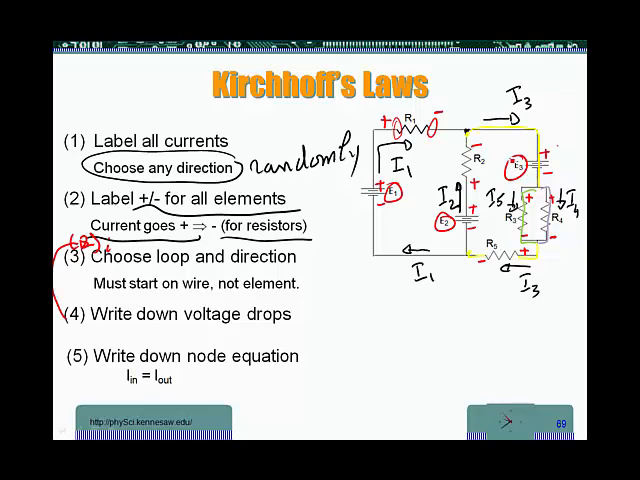Now for resistors, we use Ohm's law. For example, for R1, Ohm's law is going to be R1 times the current flowing through R1. The current in that loop is I1, so for R1 it is going to be R1 I1. For R2, the current through R2 is I2, so Ohm's law for R2 is going to be R2 I2. For R5, the current flowing through R5 is I3, so for R5, it's going to be R5 I3.